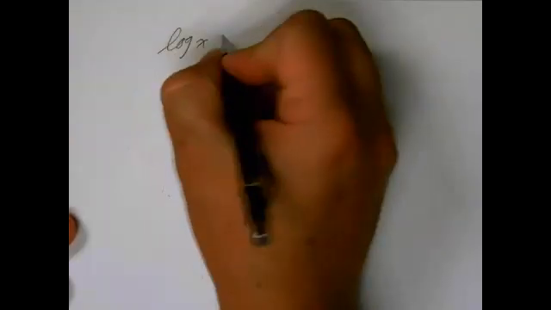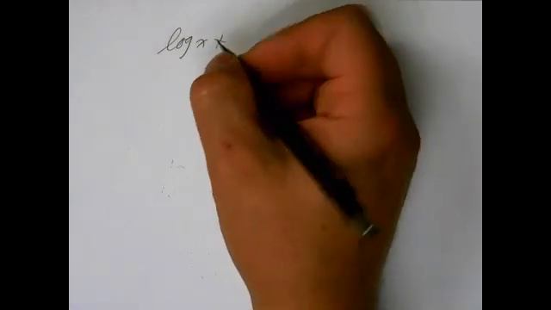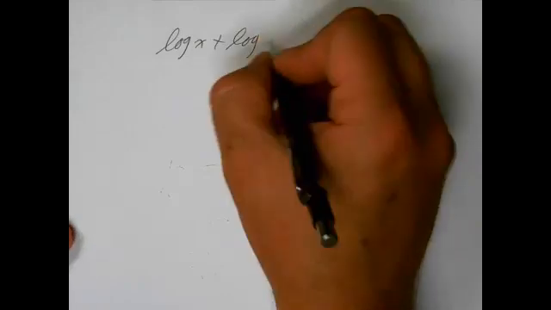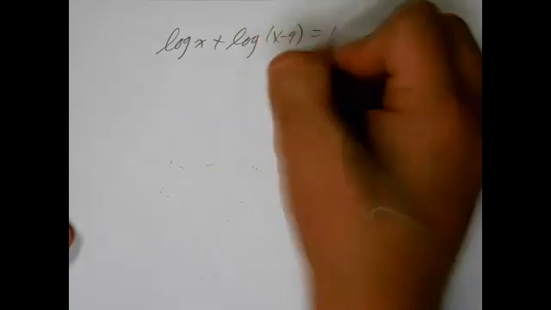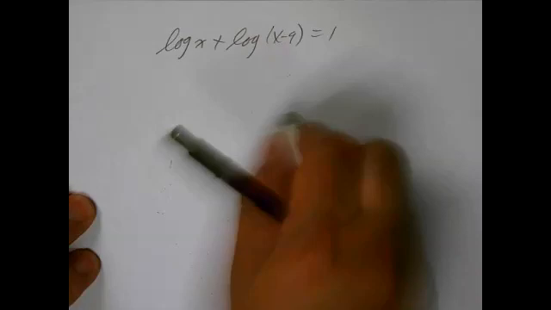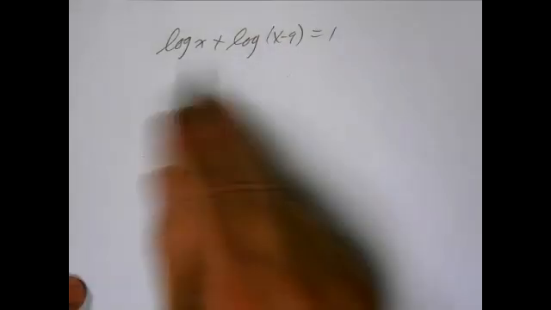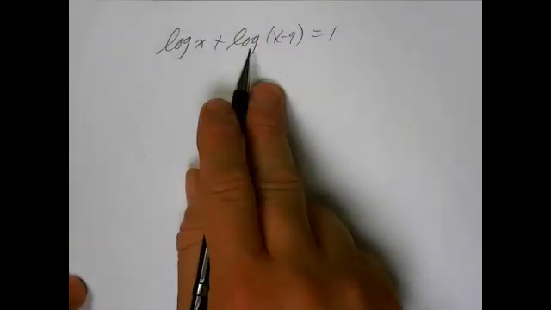Let's look at some logs. Okay, logs are one-to-one as well. So for example, if I had something like log of x plus log of x minus 9 equals 1, what we want to do is use the properties of logs that we've learned to compress this statement down into a single logarithm.